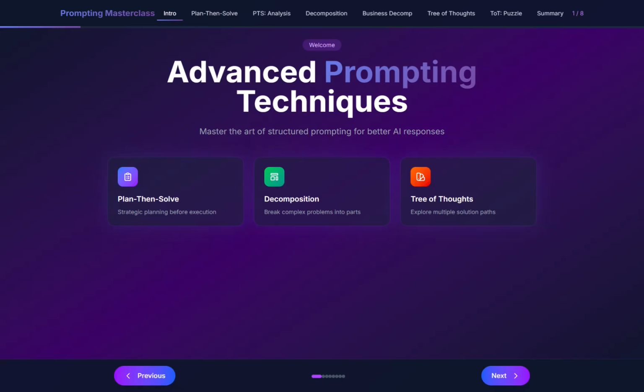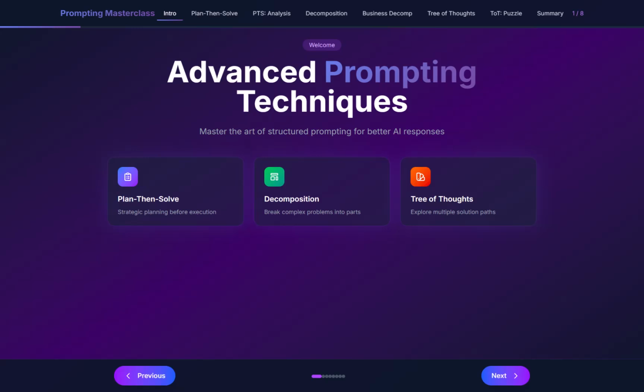In this course, you'll learn three powerful prompting techniques that structure the way AI thinks: plan then solve, decomposition, and tree of thoughts. These are not tricks. These are cognitive frameworks. The same mental models used in consulting, engineering design, and scientific problem solving, now translated into prompting. By the end of this session, you won't just ask better questions, you will control how the model reasons. I'm excited about this. Let's start.